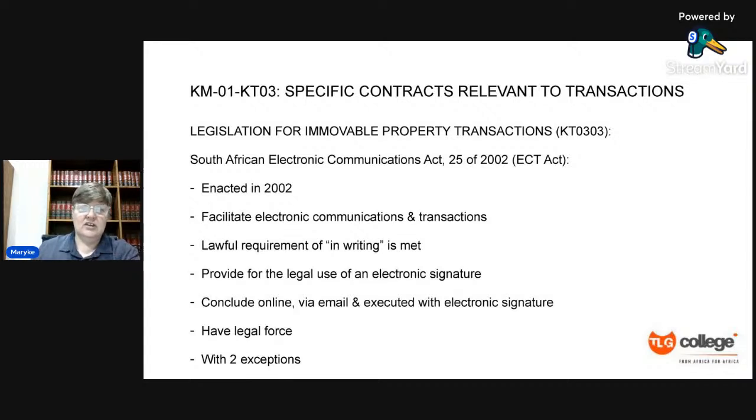We can send documents via email, via easier platforms like WhatsApp these days. Back in the day, we used to use faxes. So we are allowed to do that. We are allowed to draft electronically, digitally. We are allowed to send electronically, digitally.